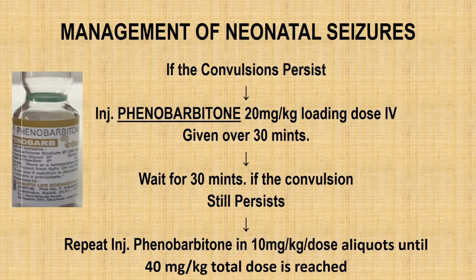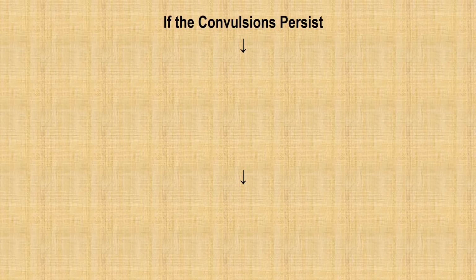If convulsion still persists, we can repeat the injection phenobarbital in 10 milligram per kilogram per dose until 40 milligram per kilogram total dose is reached, and after that the maintenance dose of phenobarbital after 12 hours will be started, 5 milligram per kilogram per day divided in BD doses.